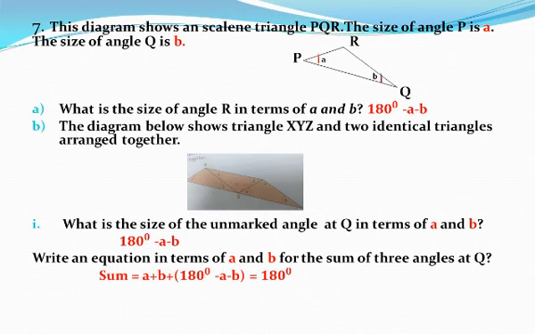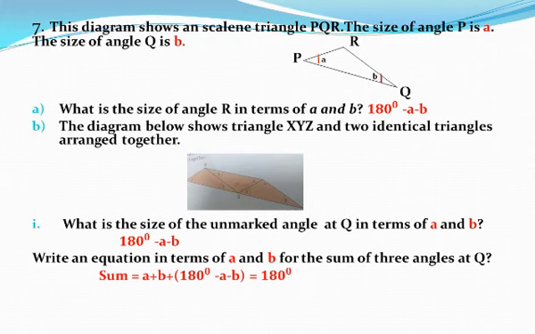The next question. This diagram shows a scalene triangle PQR. The size of angle P is a. The size of angle Q is b. What is the size of angle R in terms of a and b? The angle R is 180 degrees minus a minus b.